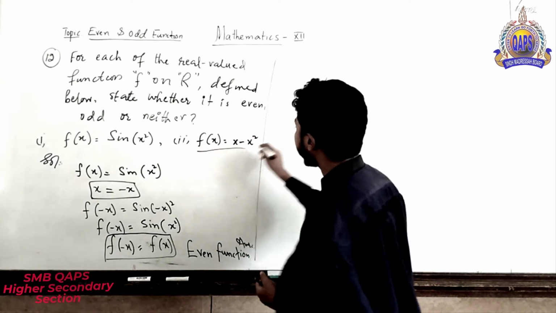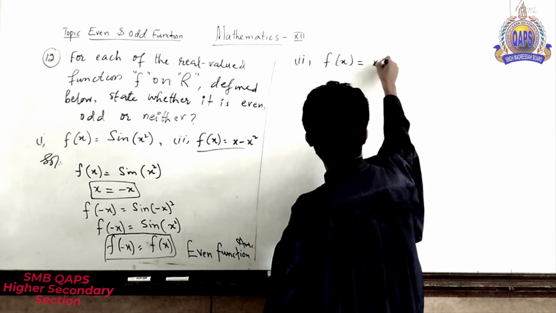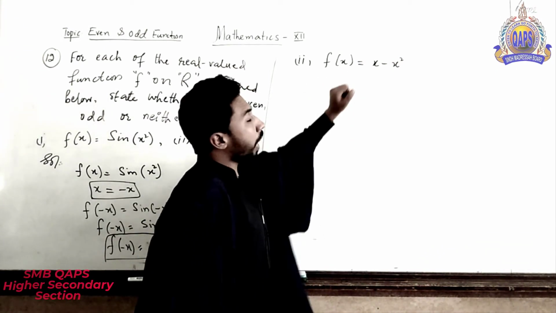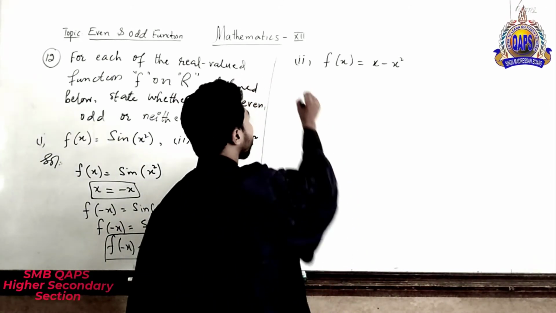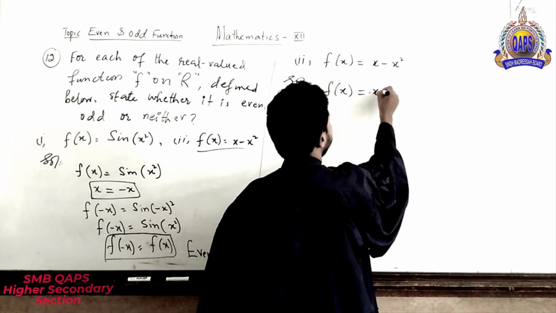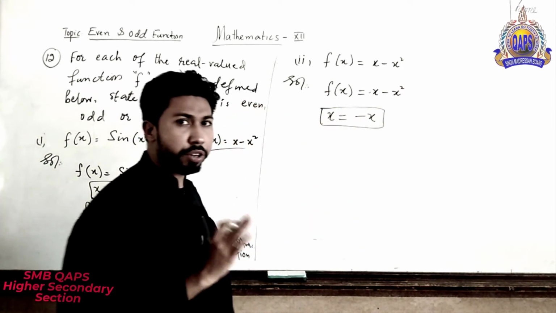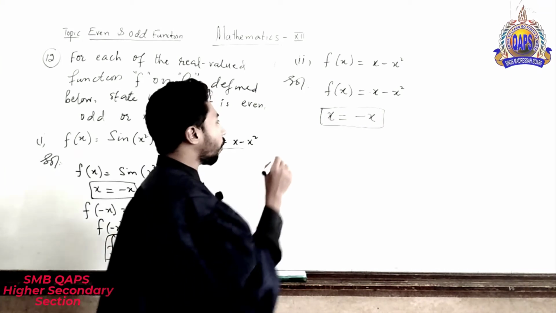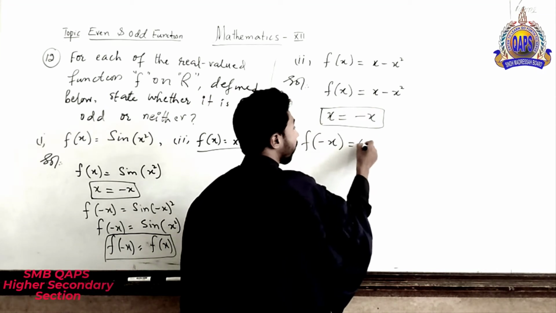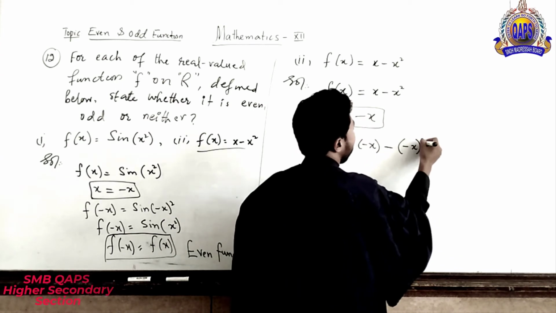So now the second function, f of x is equal to x minus x square. Solution: f of x is equal to x minus x square. Put negative x in the place of x. Now f of minus x is equal to, in the place of x we put negative x, and the minus is the same, and in the place of x we put negative x, squared.